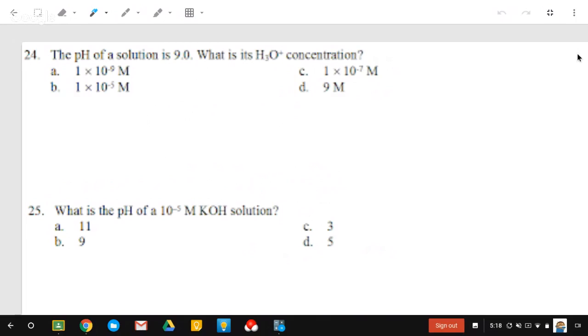So remember that H3O is the same thing as H plus. That's also the same thing as the term proton. These are all just fancy ways of identifying hydrogen. So the pH of something, the power of hydrogen of something, is 9.0. How much hydrogen is in there? Well, one thing you want to remember for the test is the pH equation.